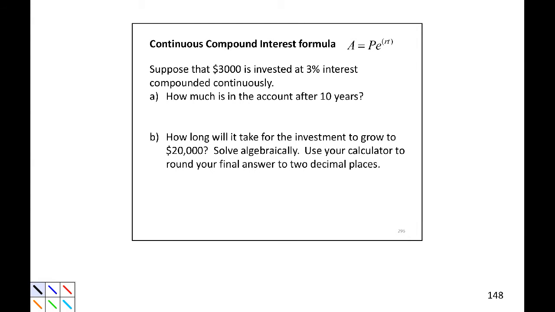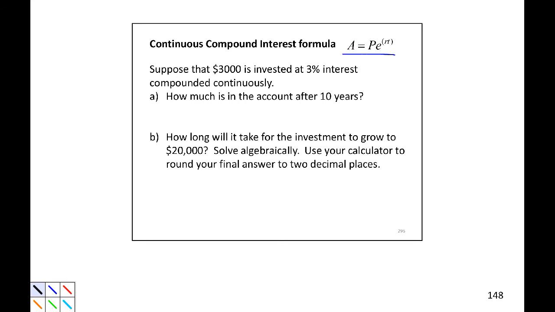Suppose that $3,000 is invested at 3% interest compounded continuously. Part A of our question is how much is in the account after 10 years? Well, let's fill in the information we need into the continuous compound interest formula found up here. A equals P multiplied by E to the, we have one whole exponent of R times T.